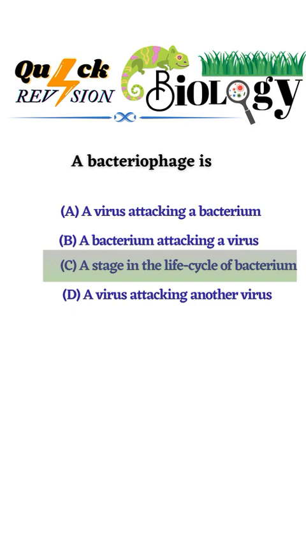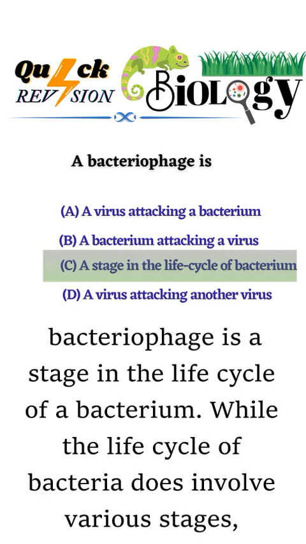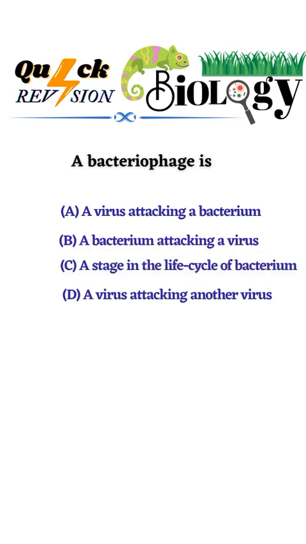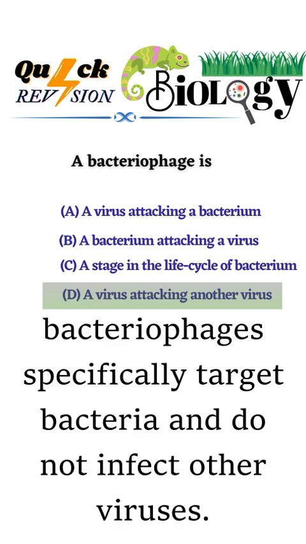Option C suggests that a bacteriophage is a stage in the life cycle of a bacterium. While the life cycle of bacteria does involve various stages, a bacteriophage is a separate entity acting as a parasite on bacteria rather than being a stage within the bacterial life cycle. Lastly, option D proposes that a bacteriophage is a virus attacking another virus. However, bacteriophages specifically target bacteria and do not infect other viruses.